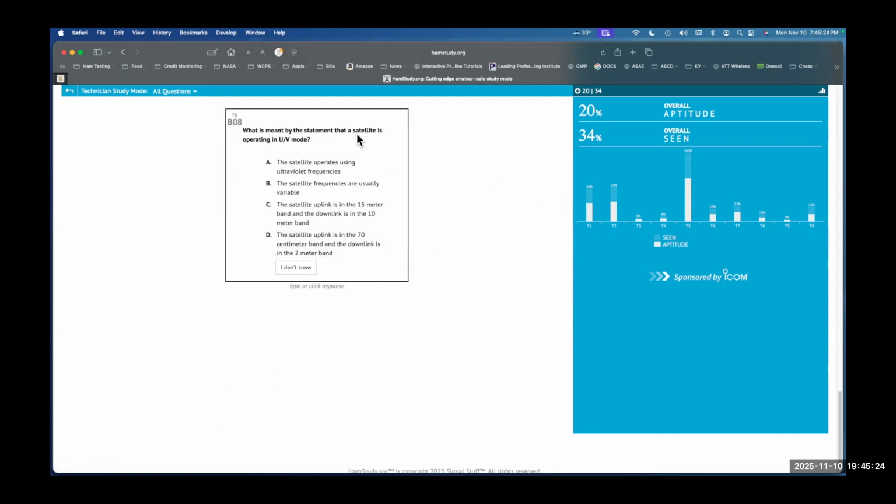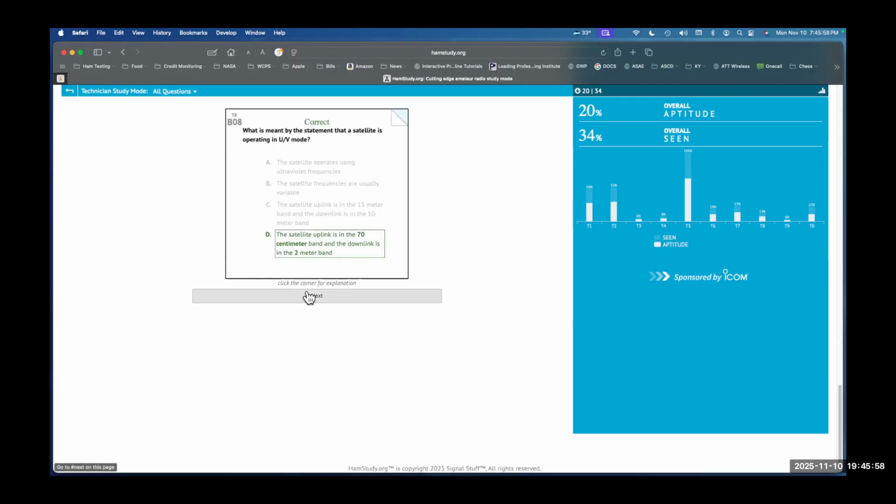What is meant by the statement that a satellite is operating in U/V mode? The satellite operates using ultraviolet frequencies. Ultraviolet, no. The satellite frequencies are usually variable. The satellite uplink is in the 15-meter band and the downlink is in the 10-meter band. The satellite uplink is in the 70 centimeter band and the downlink is in the 2 centimeter band. D. I'm going to go with D. And the answer is correct.